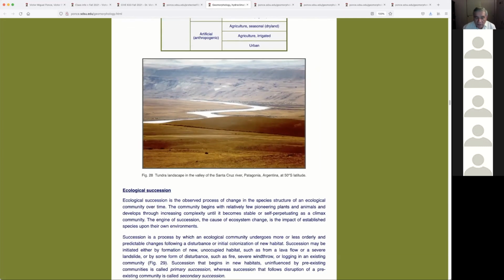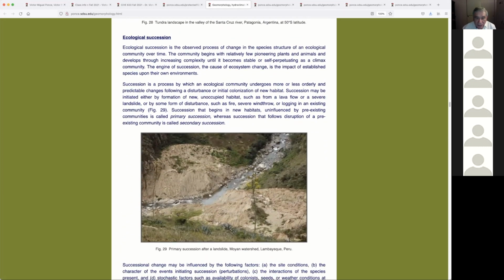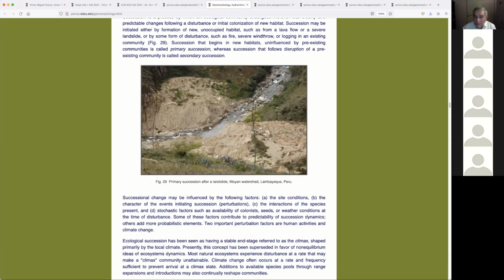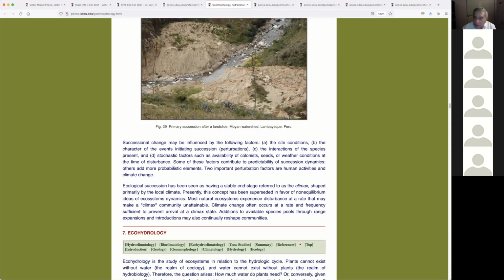So we have in here a picture that I personally took. I went to Patagonia. I was called upon to go out there and took this picture of the Santa Cruz River, where Darwin was when he went from England in the year 1831. He hit this location, the Santa Cruz River, and he talked about it in his writings. Succession, ecological succession, landslides, climax vegetation, all these are concepts that need to be studied and understood.